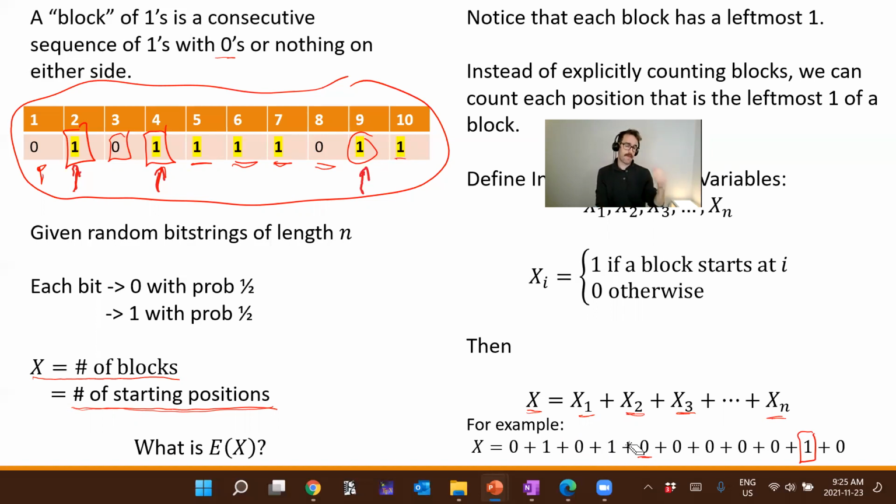All right, so that's how our random variable X and our indicator random variables X1 through Xn work together to count the number of blocks in our bit string.